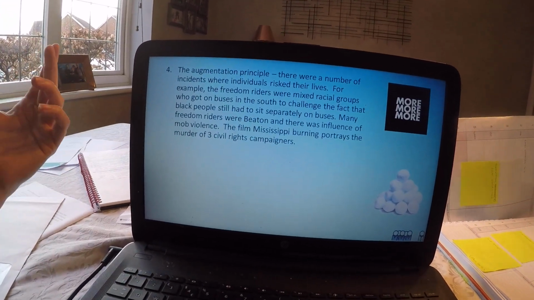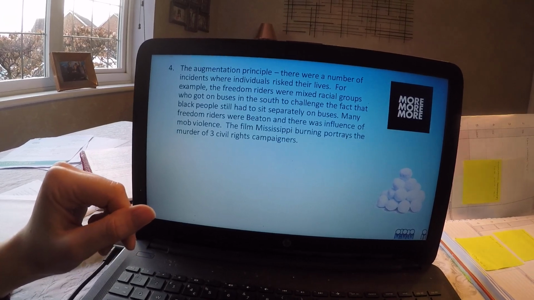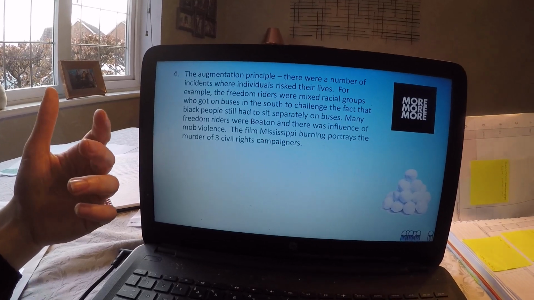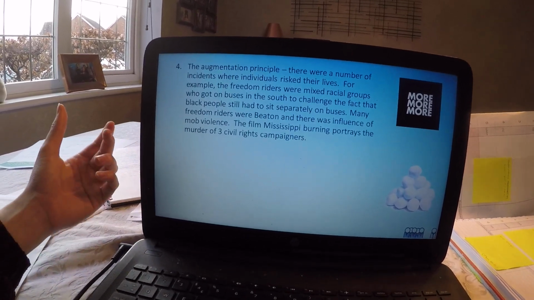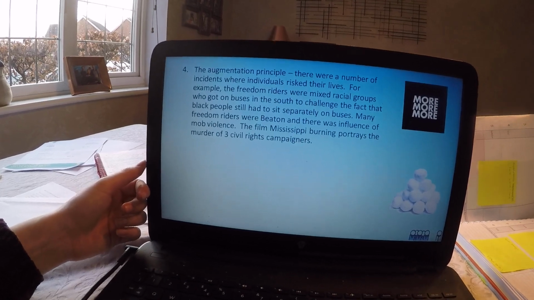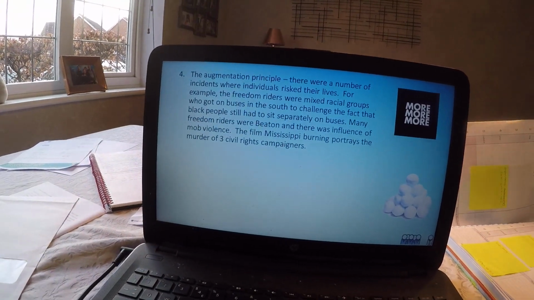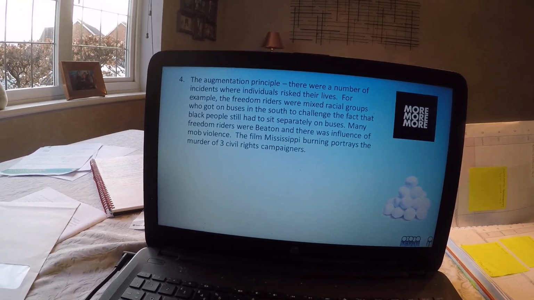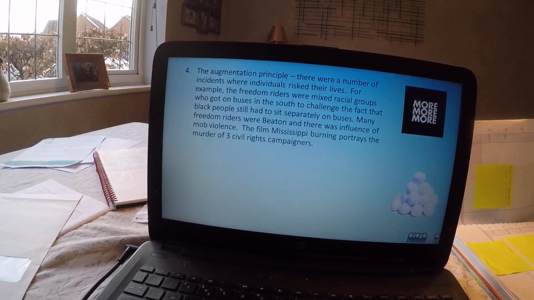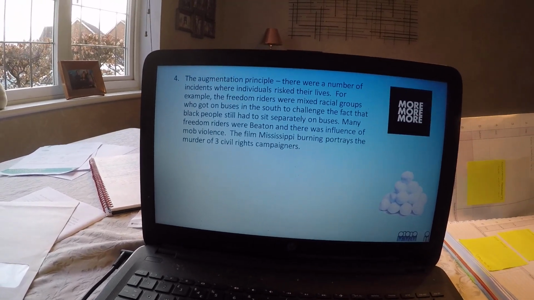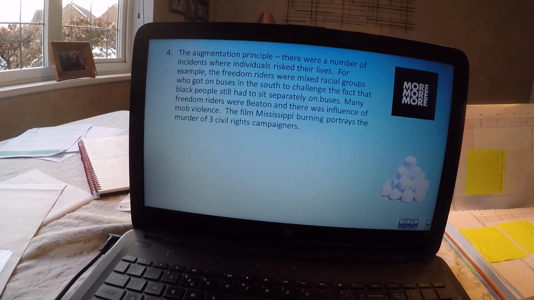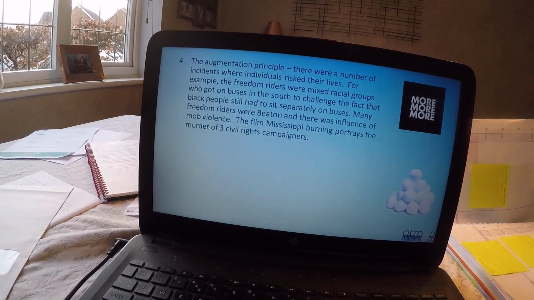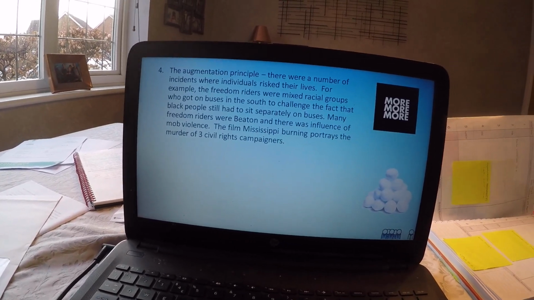More and more people see that it's bigger than them. It's bigger than just the single person. So in our example, many freedom riders were beaten, and there was influence of mob violence. Those people will have gone home with black eyes and got up the next morning and done exactly the same thing. And that shows that it's not just for their personal gain, it's for the greater good.